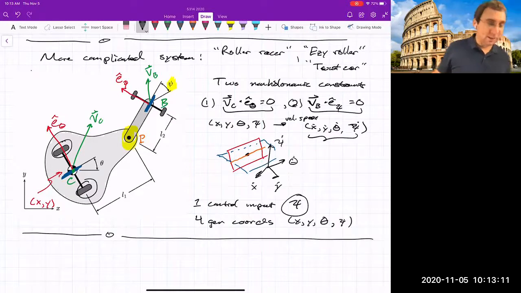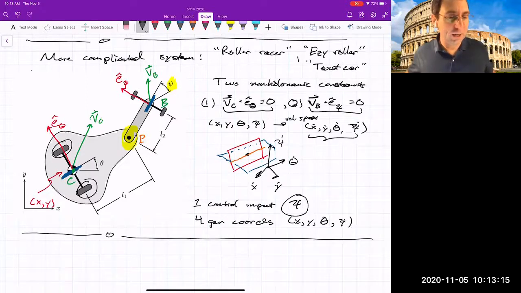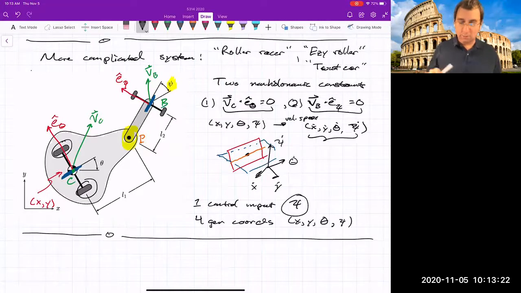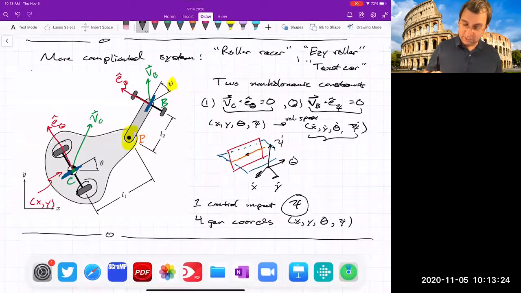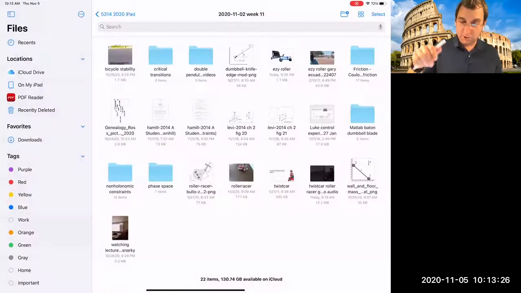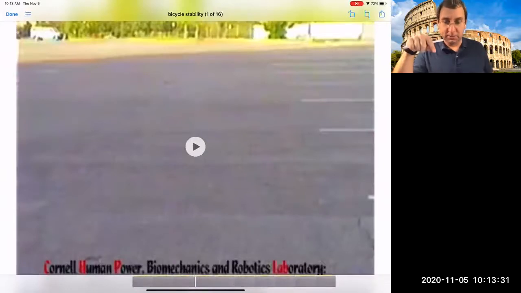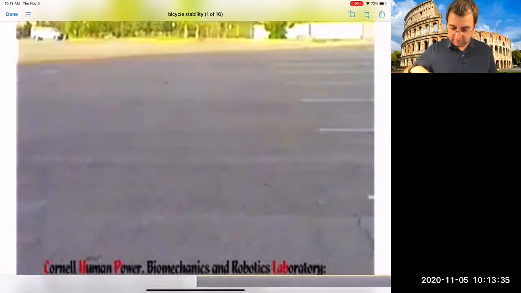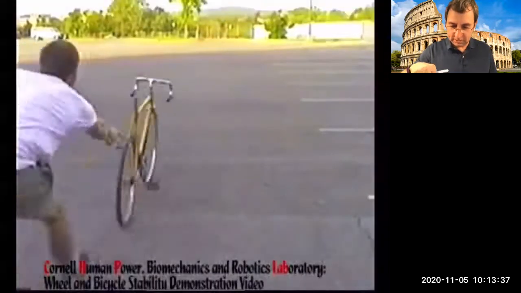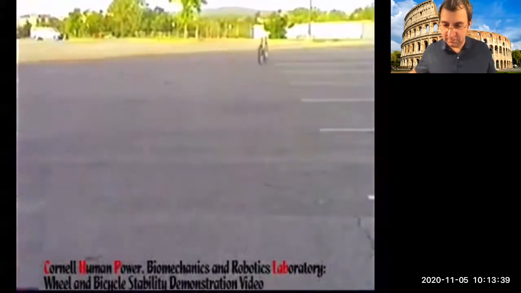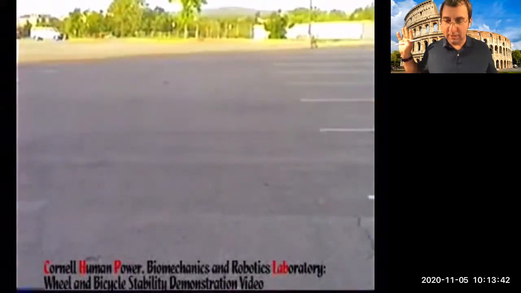People didn't even know how a bicycle balanced. They thought it had something to do with the gyroscopic effect of the wheel, but then they designed one that did not. And since I did mention bicycles, now I have to show you one. You might think that you're the one that stabilizes a bicycle, but this is a video taken by a group at Cornell. So they take a bicycle, and you see how it's stable without anybody on it?